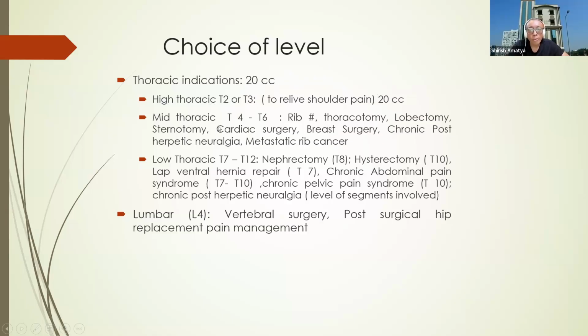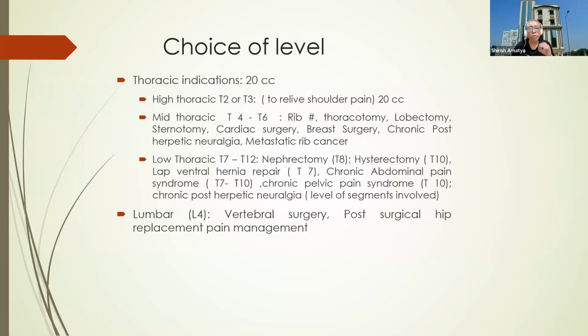Similarly, a mid thoracic block can be used when we place the drug at the tip of the transverse process between T4 and T6. It is usually done if there is any painful rib fracture. It can be used for thoracotomy surgery, lobectomy, sternotomy, and cardiac surgery. It is commonly done in cardiac surgery for postoperative pain management. Similarly, for breast surgery, chronic post-herpetic neuralgia, as well as in metastatic rib cancer pain management, we can use this erector spinae plane block in the mid-thoracic region between T4 and T6.